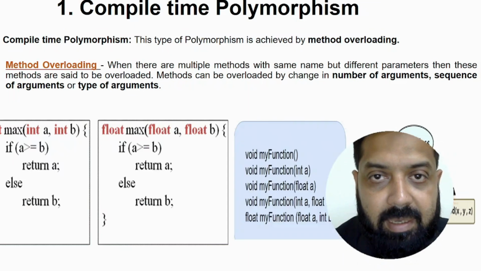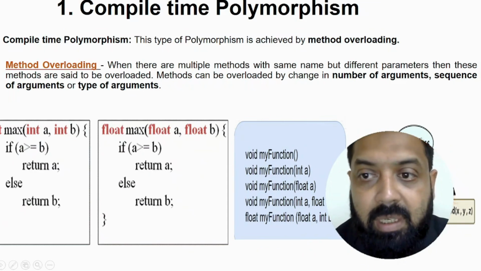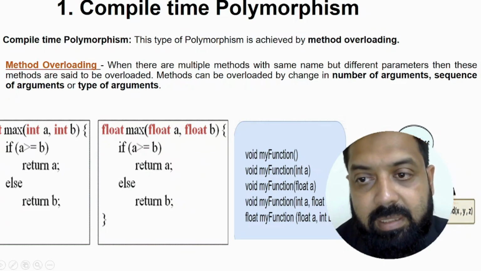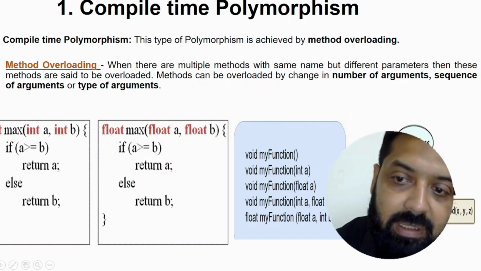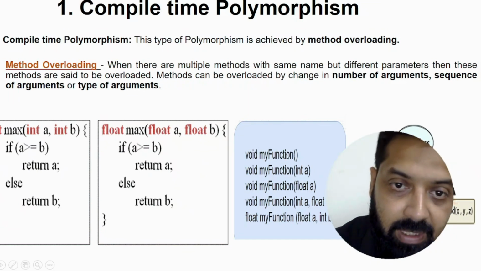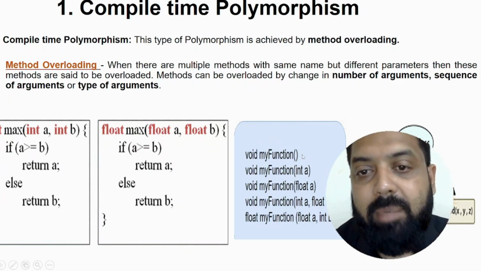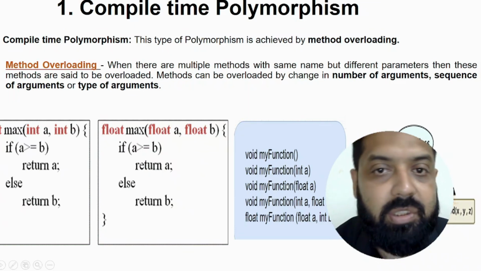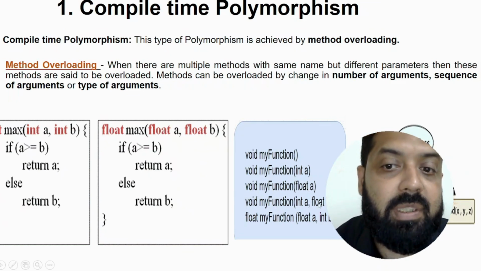You can see the example here. I have added a simple example to clarify the concept. You have the same class, then a method with the same name, class 2 has the same method, and this class has the same method as well, but the parameters are different. This method contains one parameter, this contains two parameters, this contains three parameters. Here you can see void myFunction contains no parameter. The second function contains one parameter of type integer, the third function contains one parameter of type float, and the fourth function contains two parameters of two different types.